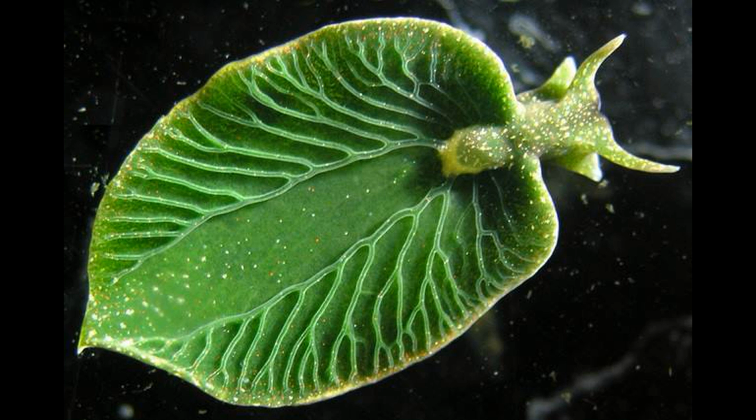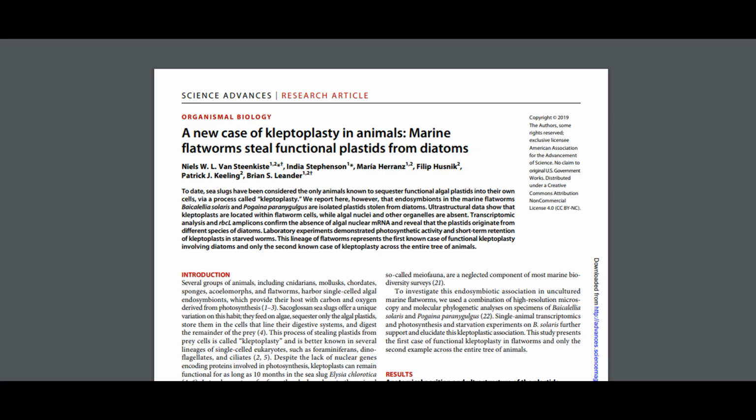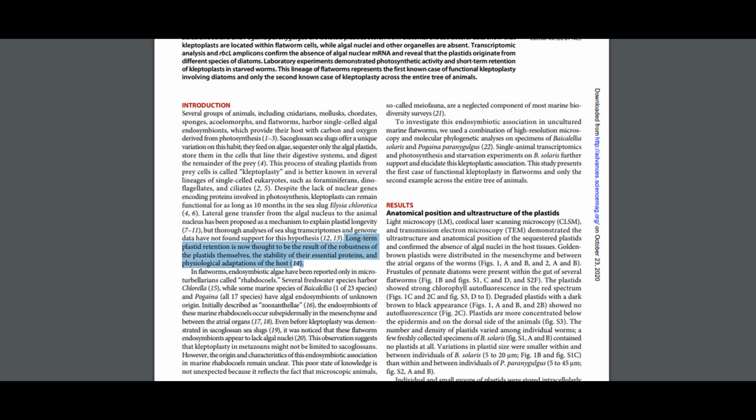However, this appears to be largely false. Most kleptoplastic slugs have no algae-specific genes. The few who do don't seem to have any genes for maintaining chloroplasts. Instead, as a 2019 paper explains, quote, "Long-term plastid retention is now thought to be the result of the robustness of the plastids themselves, the stability of their essential proteins, and the physiological adaptations of the host." Close quote. Clearly, there is still much to learn about these animals and their adaptations.